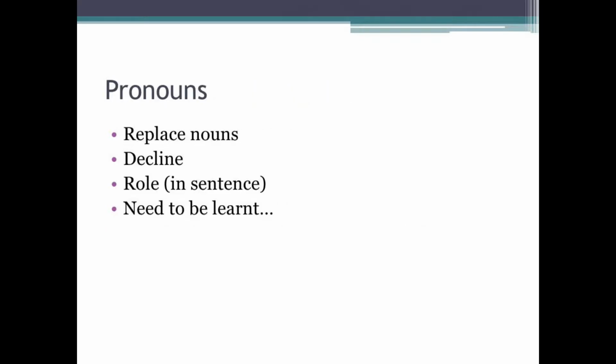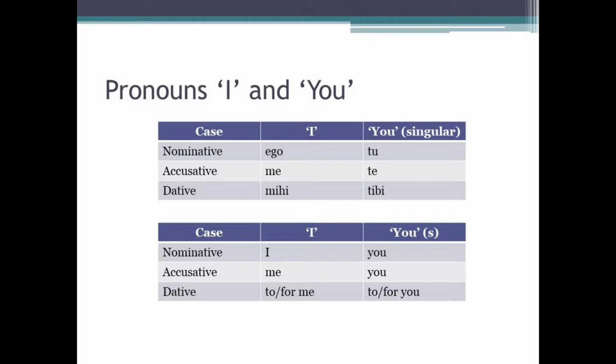Now let's have a look at pronouns. Pronouns are words which replace nouns. In Latin, pronouns change or decline to reflect their role in the sentence. The following pronouns need to be learnt. In this stage, we're going to have a look at the pronouns I and you singular.